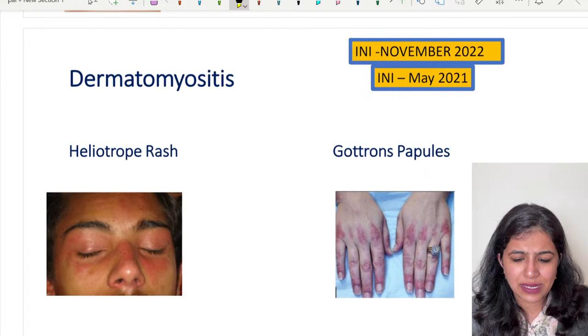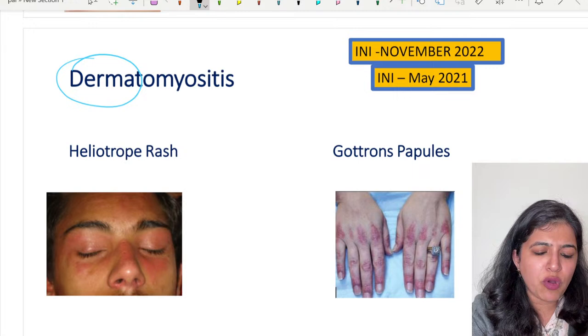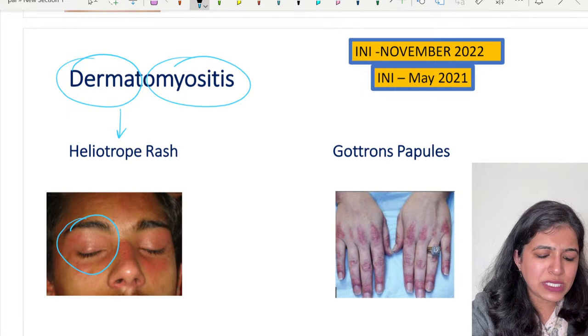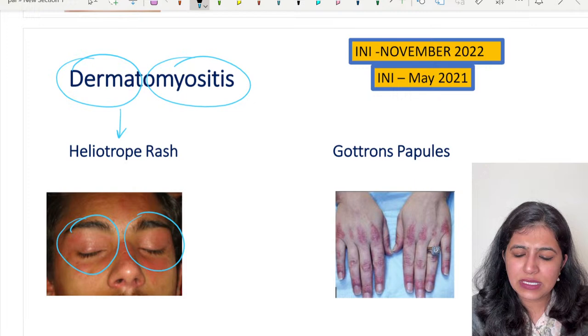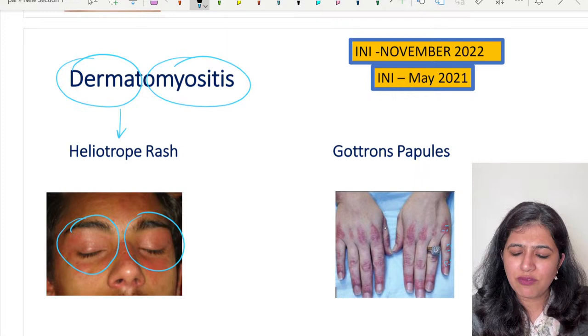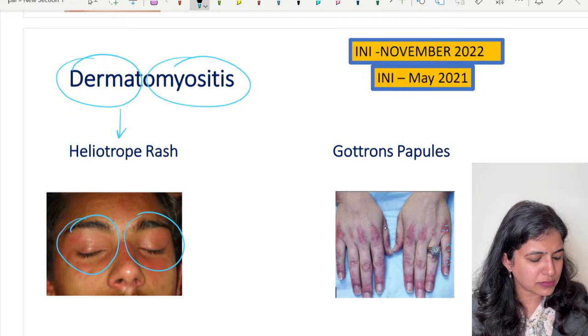Then dermatomyositis, patient will have skin involvement and muscle involvement. On the skin, we have heliotrope rash, which is red rash around the eyes of the patient. On the hands, we see these purple violaceous papules on the interphalangeal joints and the metacarpophalangeal joints. These are called Gottron's papules.